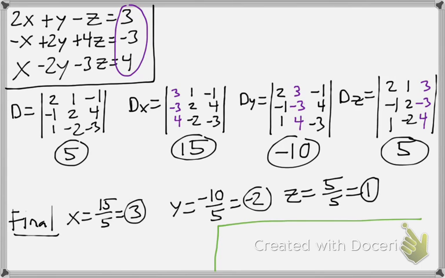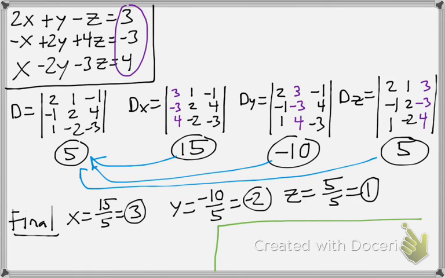So these are my x, y, and z. So you're forming different fractions between these determinants. And 3, -2, 1 would be your answer here.